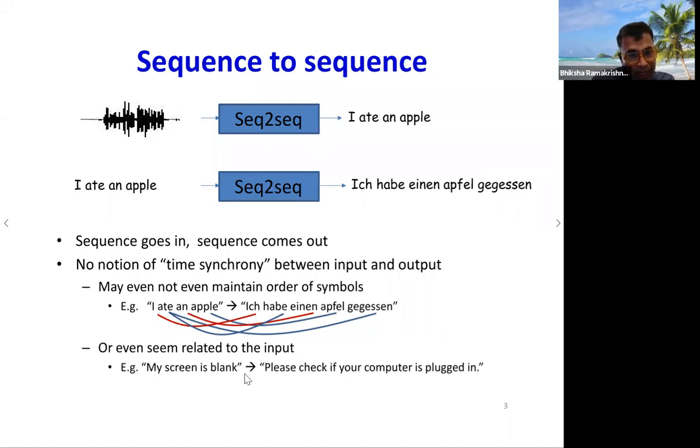And you can even have the case, like a dialogue, where the input and output are not even related. So the input could be a user typing, "my screen is blank," and the system must respond with, "please check if your computer is plugged in." The two are apparently unrelated. But all of these are sequence to sequence problems.